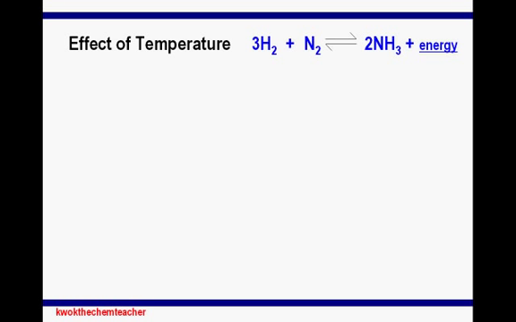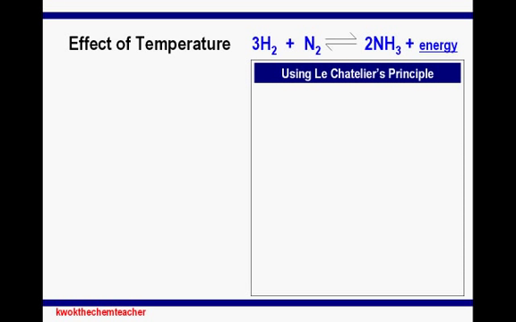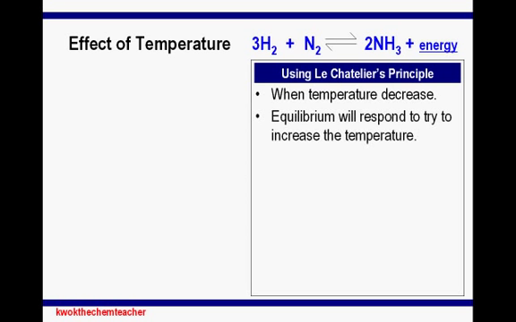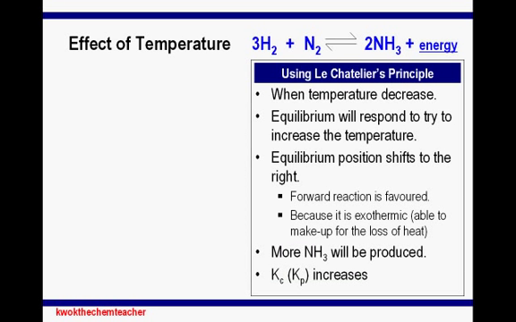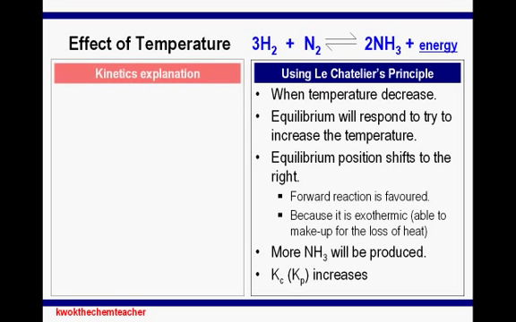This time round, I'll use a simplified equation where it shows that this reaction is an exothermic reaction because energy is being produced from the reaction. Using Le Chatelier's principle, when temperature decreases, the equilibrium will respond to try to increase the temperature. The equilibrium position will shift to the right and the forward reaction is favored because it is exothermic. More ammonia will be produced and therefore our Kc or our Kp, the equilibrium constants, will increase.